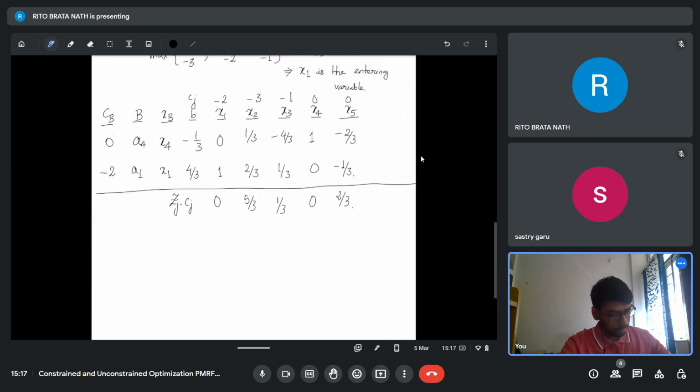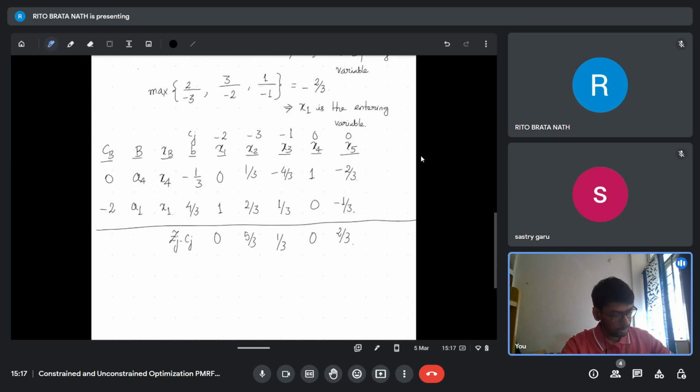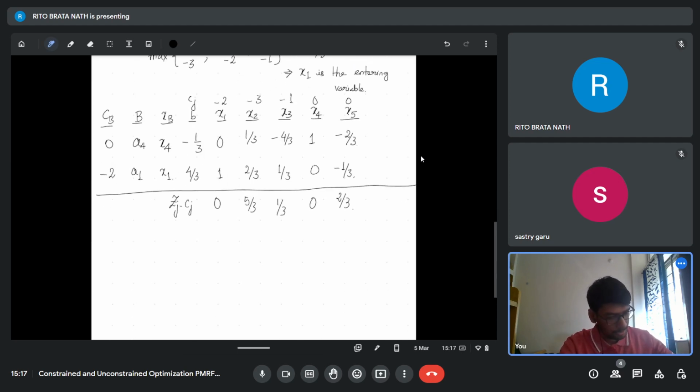So before getting into the entering variable, you have to decide on the leaving variable. And it's pretty evident from here that x4 will be the leaving variable because this b element is having a negative value. So what you have here is that x4 is the departing variable.